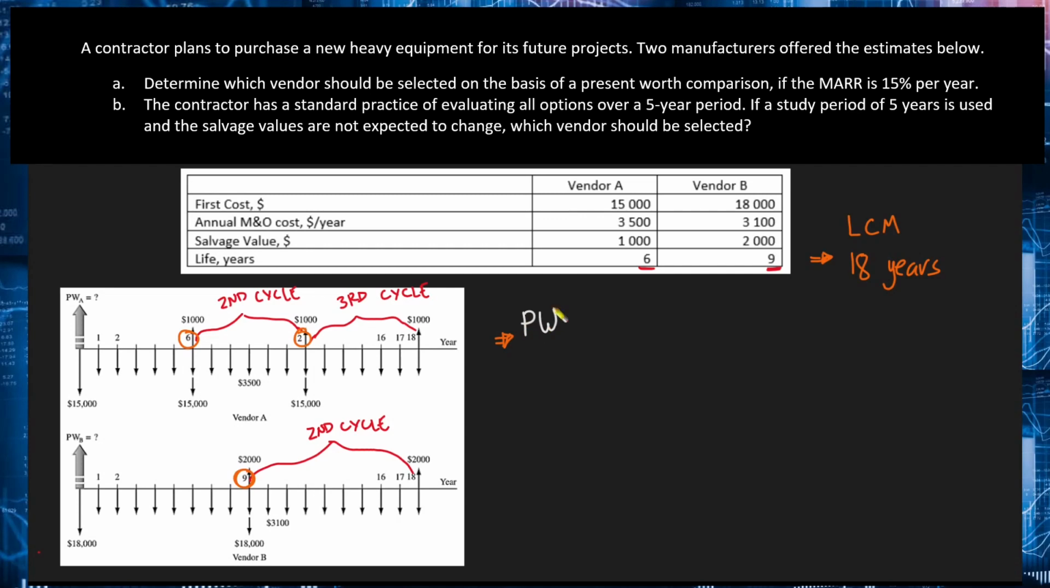For the first alternative, we have the first cost na 15,000. Again, negative no kasi cost siya, mawawala sa atin yung pera na yun. And the next, we have the second first cost, kumbaga. So, yung first cost niya at the second life or at the second cycle.